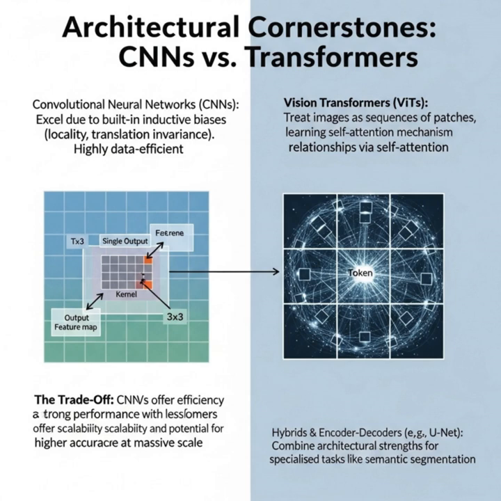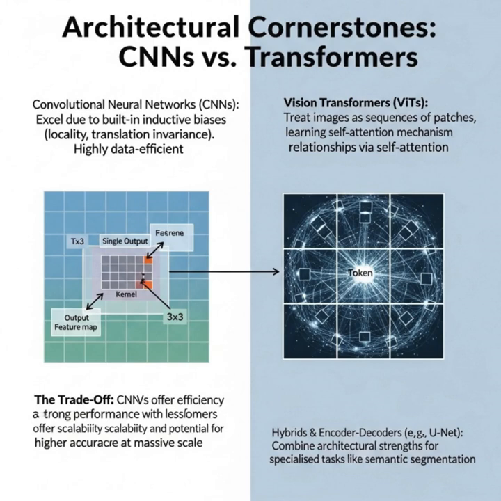Let's talk architecture. For years, convolutional neural networks, or CNNs, were undisputed kings. Their power comes from a brilliant inductive bias, the idea that pixels are spatially related. A convolution is a local operation that respects this structure, making CNNs incredibly data efficient and powerful for tasks like classification and detection. Then came vision transformers, or ViTs.